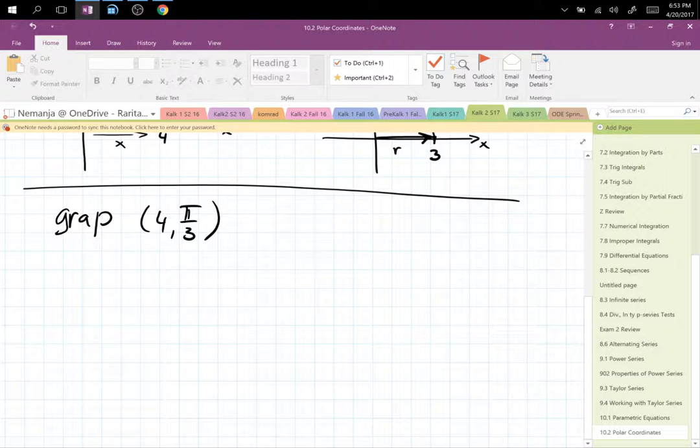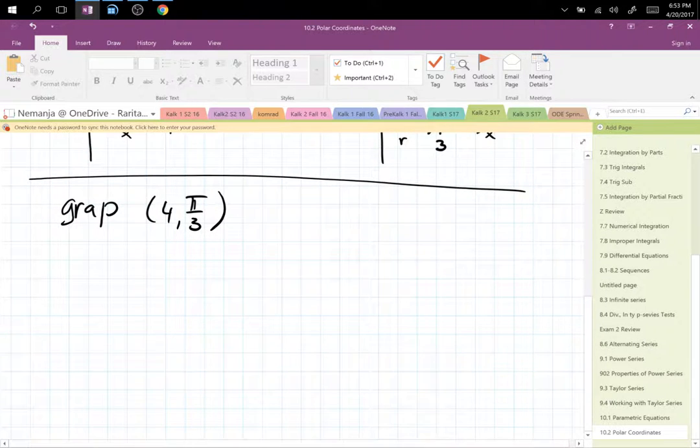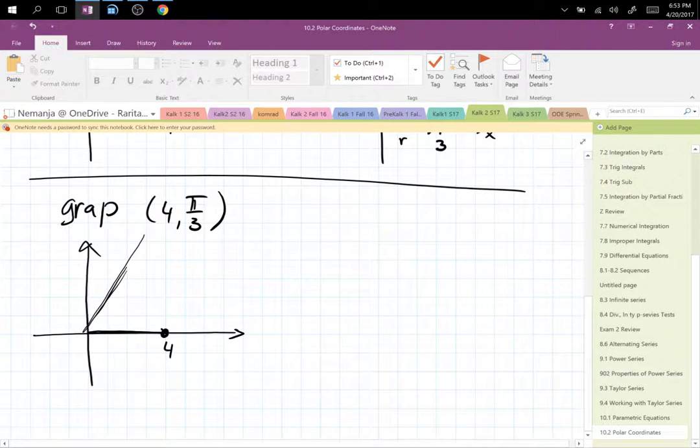Well, that should be sufficient time. X and Y. So I'm going to draw radius 4, and pi over 3 is about 60 degrees right here. So when we swing, it ends up being this point here. It's 60 degrees, right?